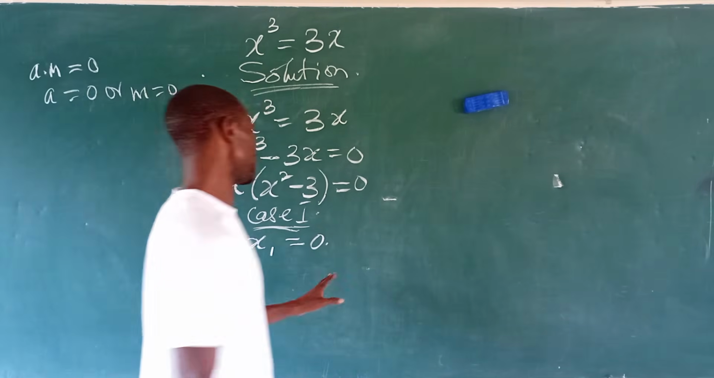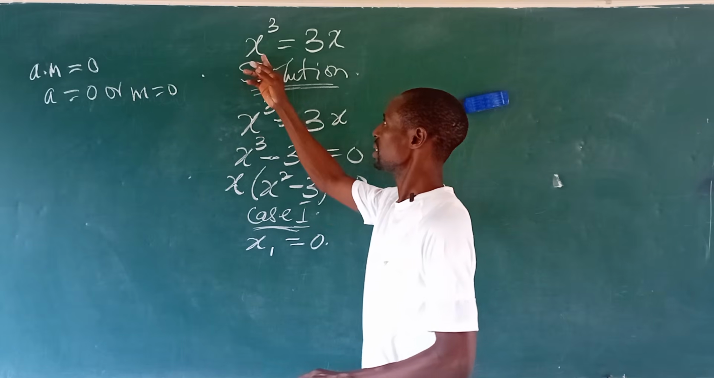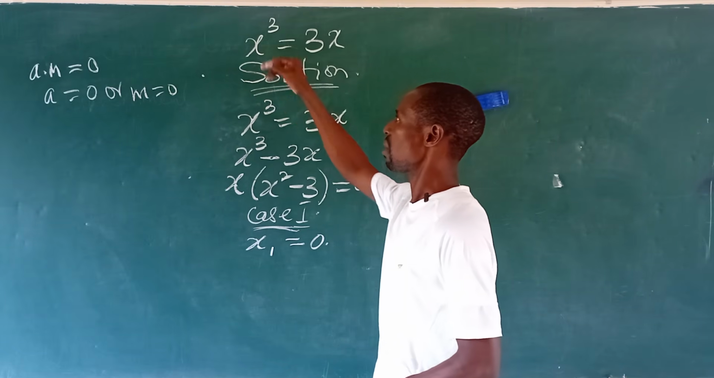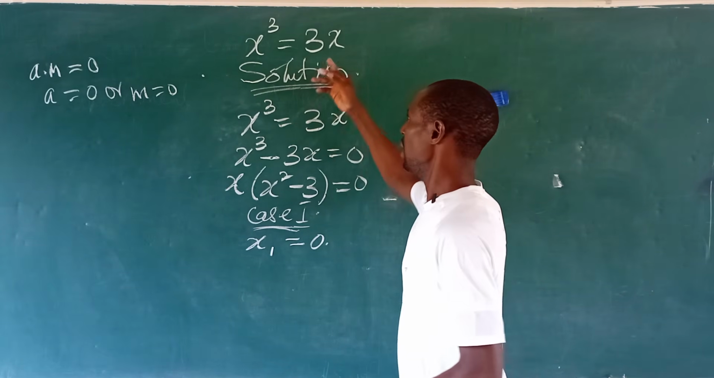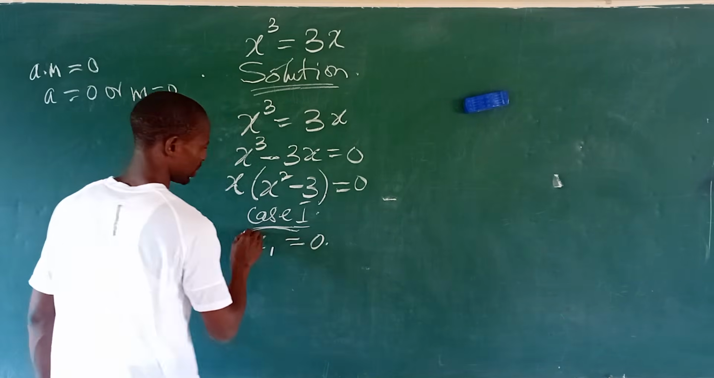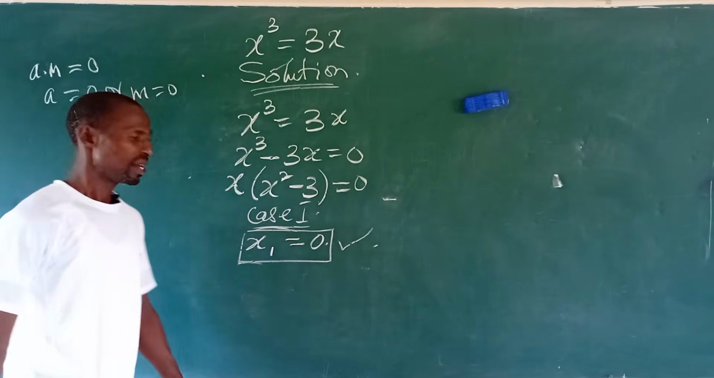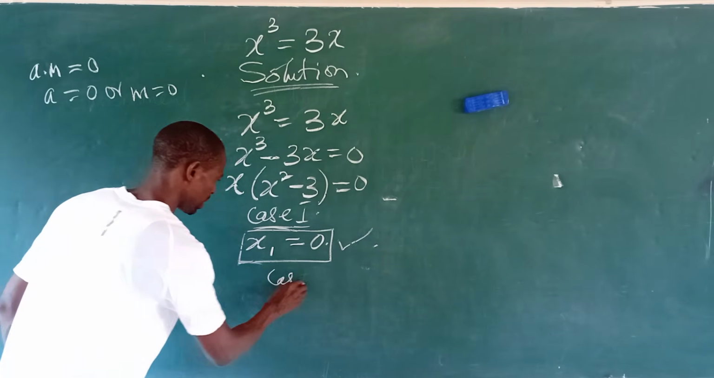Now, we just have to check if x equals 0 will satisfy the original equation. By putting 0 here, 0 to the power of 3 will give us 0, and 3 times 0 will give us 0. So it means the first root to this challenge satisfies the original equation. So we take our case 2.